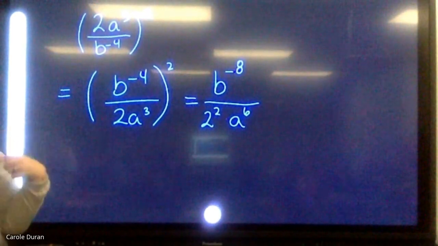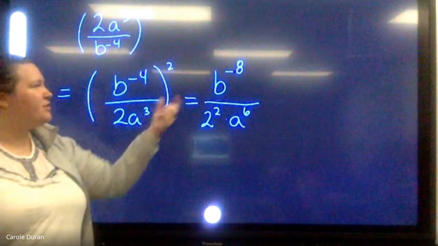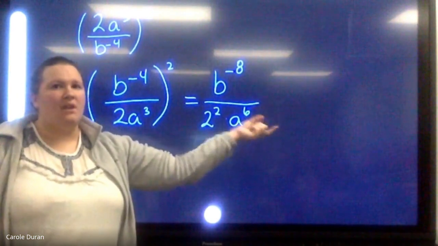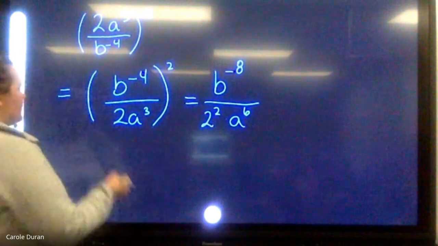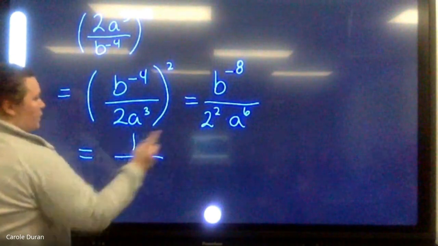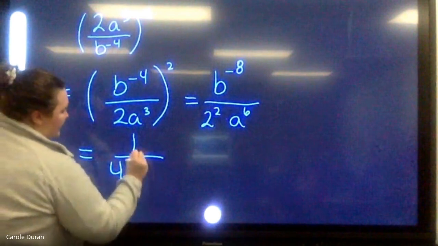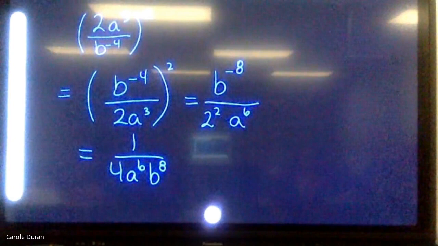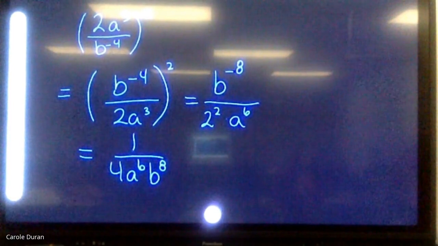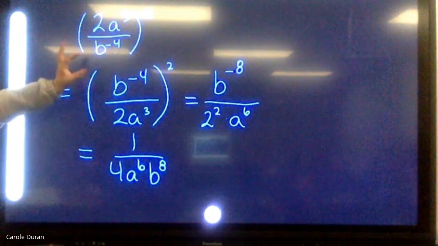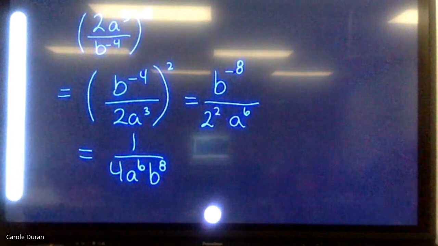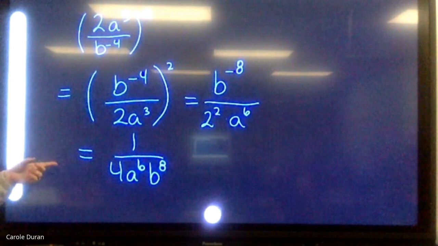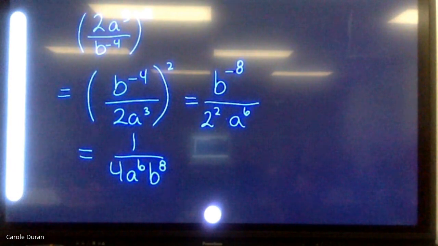Okay, so let's finish simplifying. The only thing I can continue to do is move this negative 8 down to the denominator, and I can square the 2. So then this becomes 1 over 2 squared, which is 4, a to the 6 stays, and b moves from the numerator to the denominator to become a positive 8. Because I moved the b to the negative 8 to the denominator, I can't just leave the numerator empty, so we have to put a 1 there. And then that is finished. That's the answer.